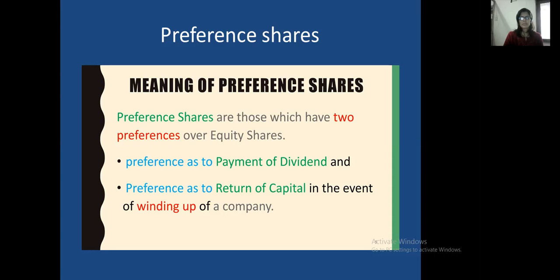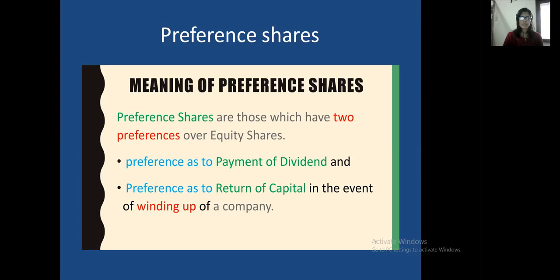First one is preference as to payment of dividend. अगर कंपनी के पास ऑप्शन है, कंपनी को डिविडेंड पे करना है, कंपनी को रिटर्न देना है कैपिटल पे, तो वो सबसे पहले प्रेफरेंस शेयर होल्डर्स को प्रेफर करेंगे. And after that, if something is residual, then they are going to distribute it to the equity shareholders, otherwise not.